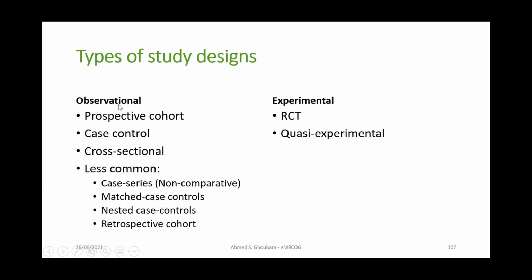So what observational designs do we have? More commonly, the prospective cohort study, the case control study, and cross-sectional studies. The common experimental studies are RCTs and quasi-experimental. We also have less common ones, which I'll explain in the end: case series and comparative studies, matched case controls, nested case controls. So don't freak out, please, I'll explain all of that. And we also have the retrospective cohort study.